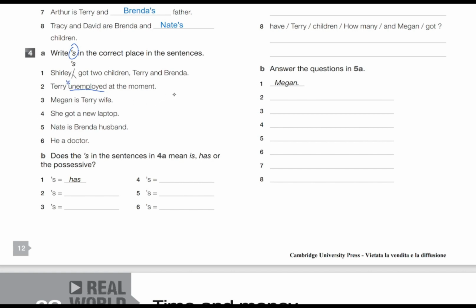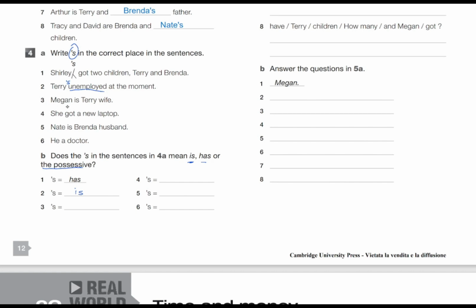Terry's unemployed at the moment. That means Terry is unemployed. So number two here we can write is, because exercise B is asking us whether the apostrophe S is "is," "has," or the possessive in exercise A, right? So number two, Terry is unemployed at the moment. So we're gonna write "is" here.